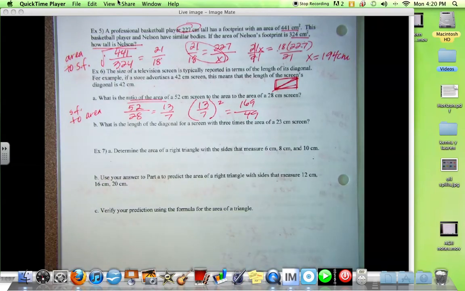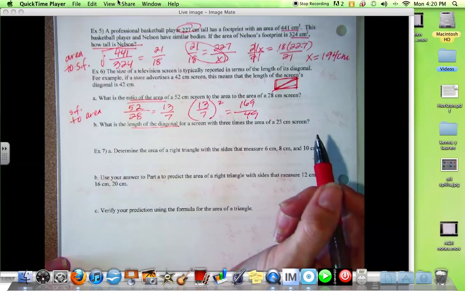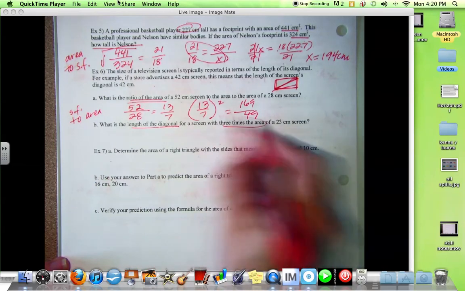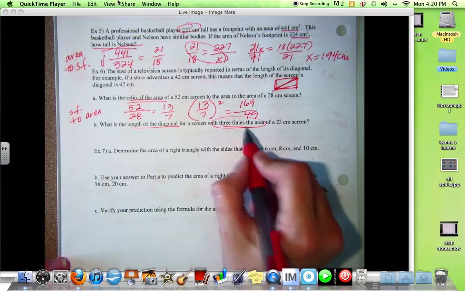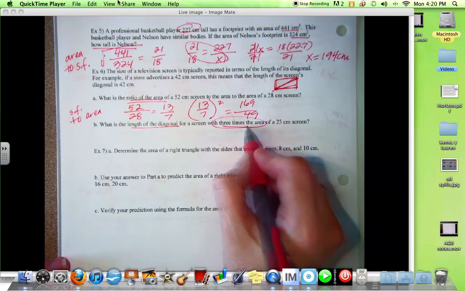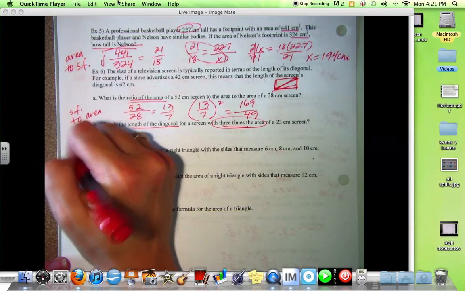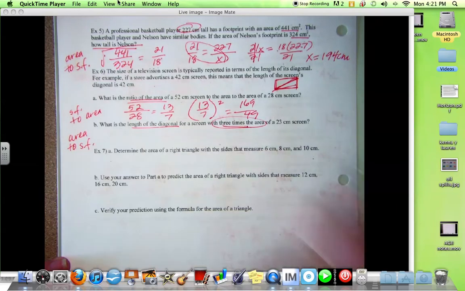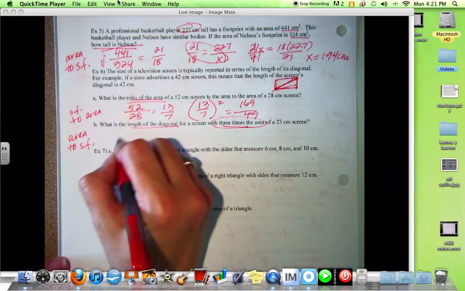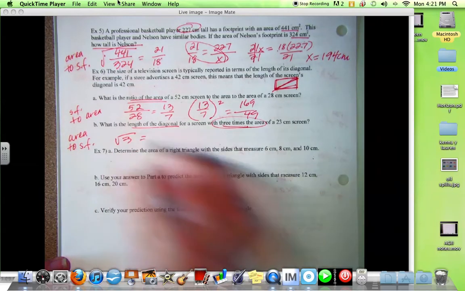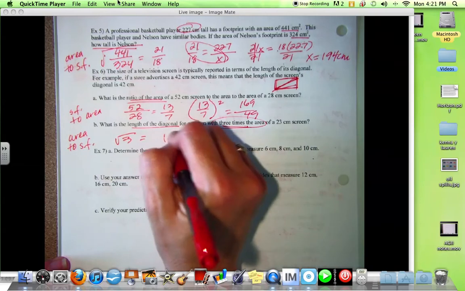What is the length of the diagonal for a screen with 3 times the area of a 23 centimeter screen? So you need the length of the diagonal. That's a one-dimensional measurement. The area is 3 times. So we need to take the area, change it to a scale factor. So area to scale factor. So 3 times the area, that means we're taking the square root of 3. So we have a scale factor of 1.7.